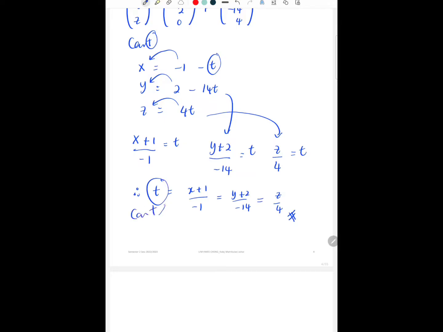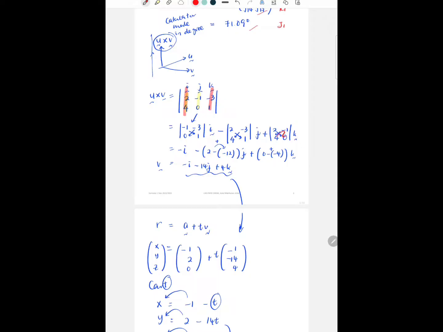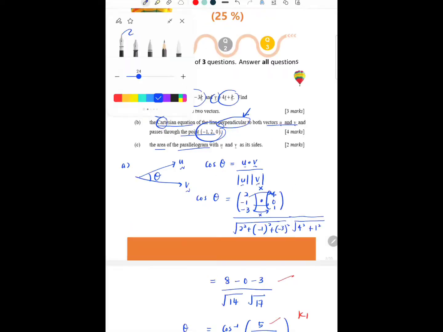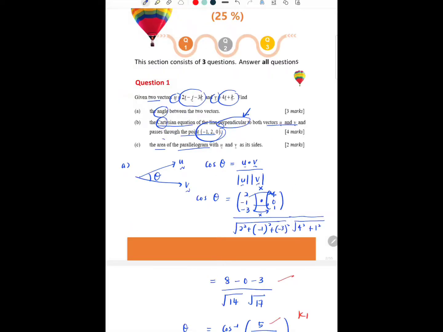Ingat, cart T sama dengan apa benda. Okay, untuk markah dia, masa kita buat cross product ni, K1, jawapan V tu J1. Lepas tu kita tukar dia dalam bentuk Cartesian equation. Ini semua ni K1, and then final answer J1. So 4 marks. Okay, question C, kita nak area parallelogram.